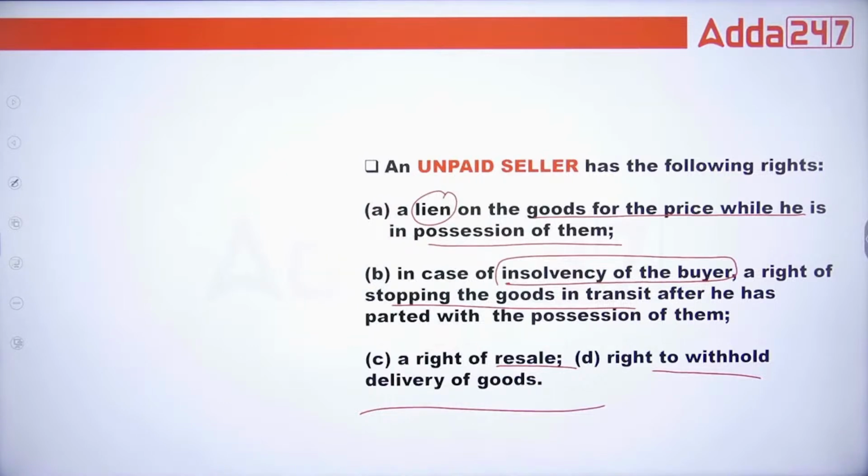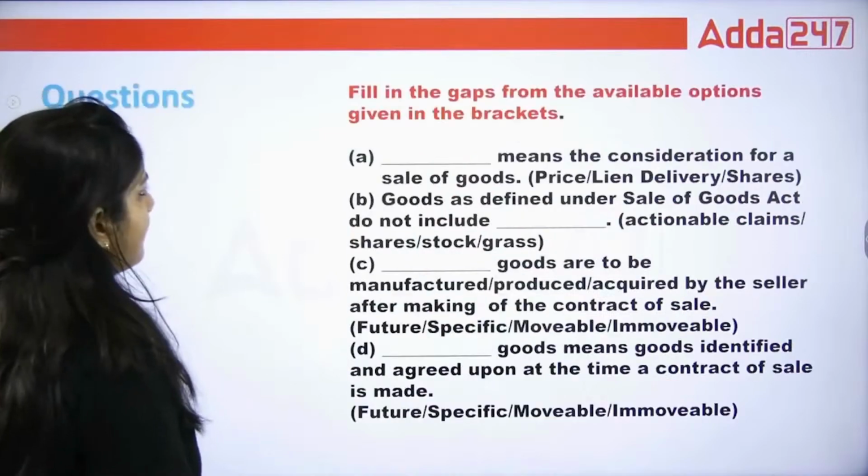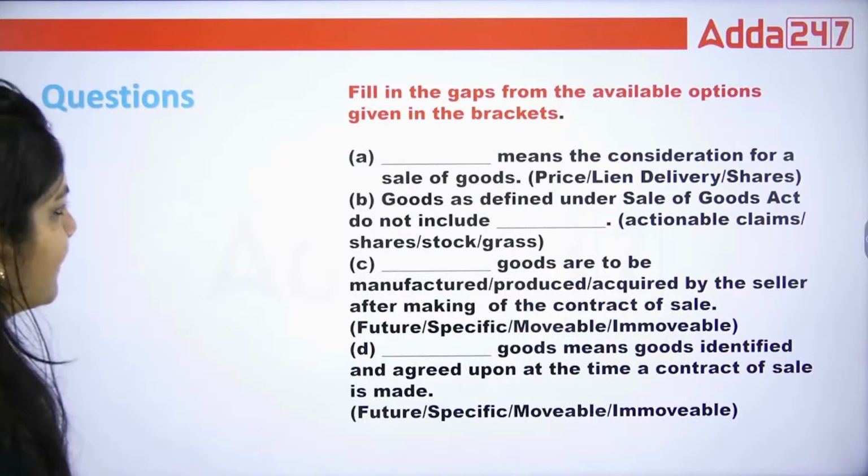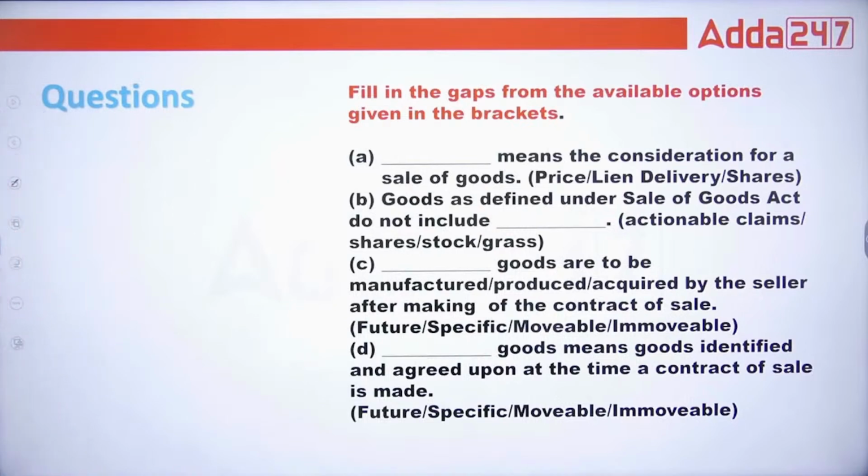Okay, class. Now let's do the question. Let's do the question. Dash means consideration for a sale of goods. Consideration for the sale of goods. Yes, class. What will be the right answer? Now we are doing the questions of the Sale of Goods Act.